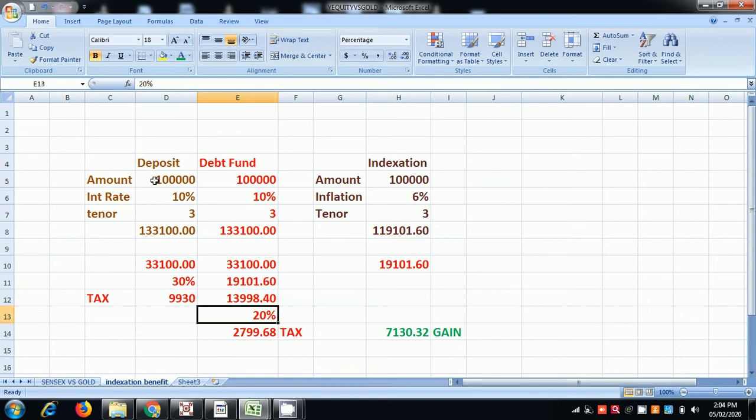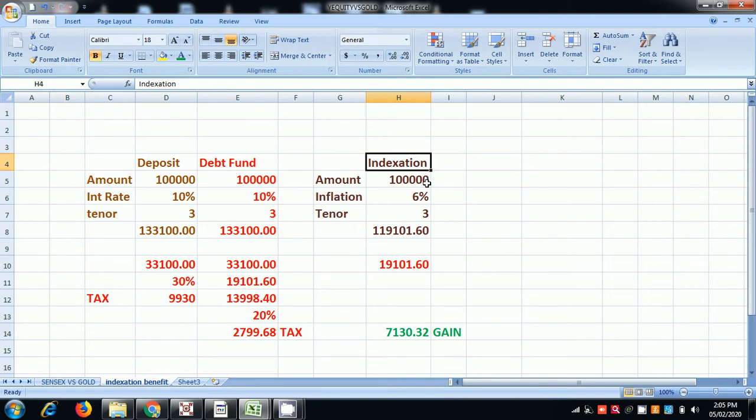That means in a bank FD you are paying 9,930 for a 1 lakh deposit, similar term, similar interest rate. In a debt fund you pay 2,799. Your net gain is 7,130. This is because of the indexation benefit. So what is indexation?